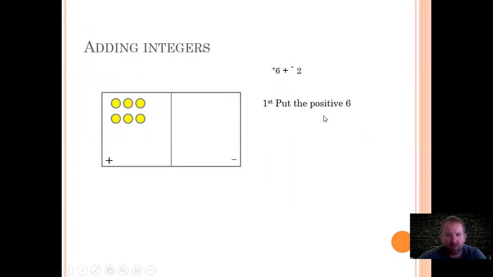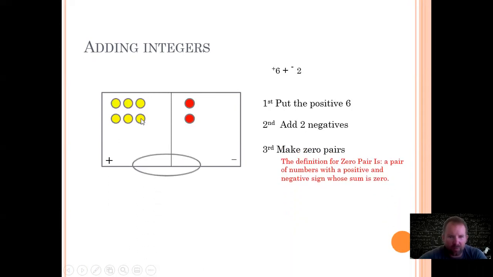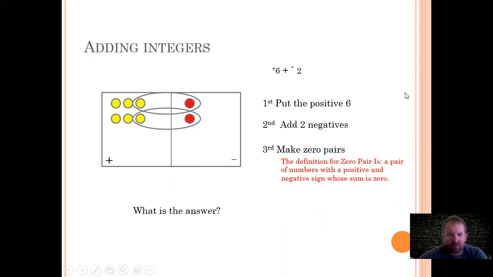All right, so we're going to start out with positive 6 plus negative 2. And the first thing we're going to do is we're going to put up our 6 positive counters, followed by adding our 2 negative counters. Then we're going to match up our 0 pairs for our 2 negatives with 2 positives. So we're going to have 1 0 pair here and 1 0 pair here. So our answer, what we'll be left with, once we take away our 0 pairs, we're going to have 1, 2, 3, 4 positives.